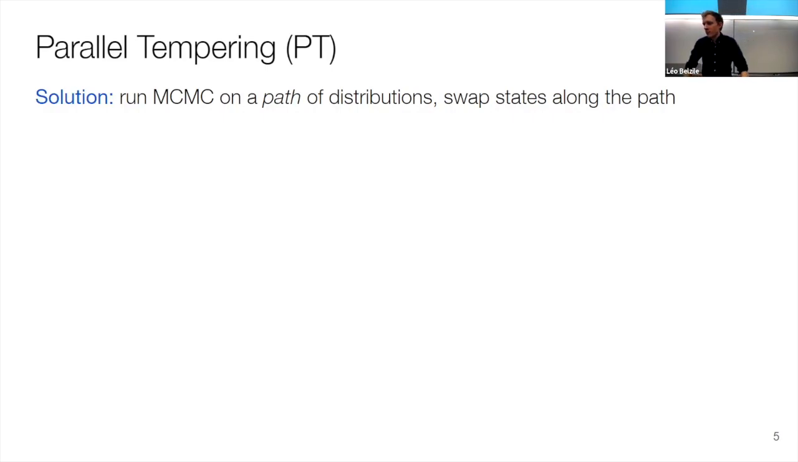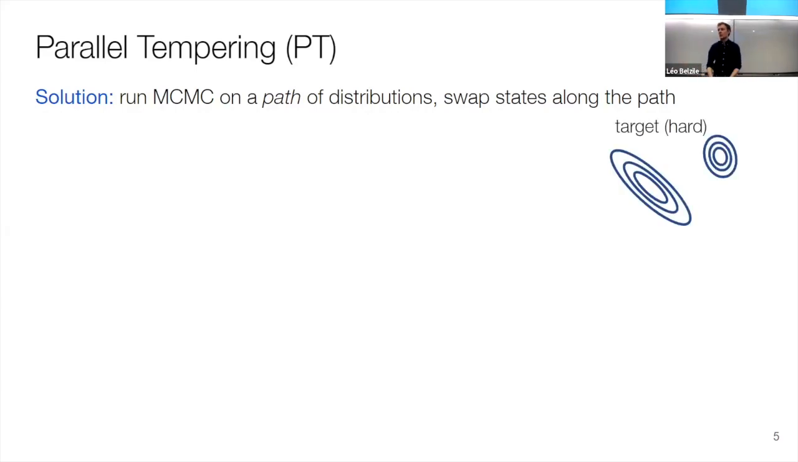The idea of parallel tempering is to run Markov chain Monte Carlo not just on one distribution, but on multiple distributions simultaneously, with the goal of using the exploration of easier distributions to help the exploration of harder distributions. For example, here's my multimodal target again. I'm going to keep reusing this example throughout the talk, so you'll see it show up a couple of times.